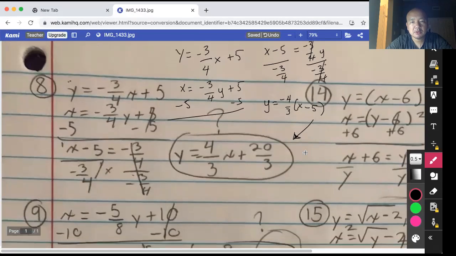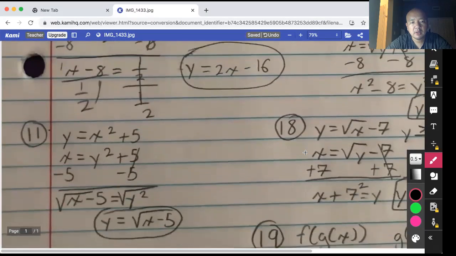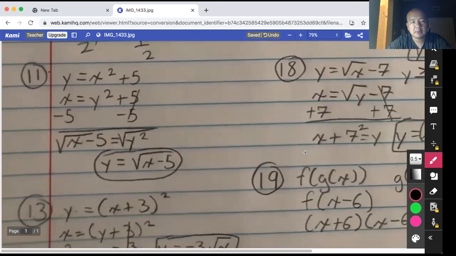I'm just going to scroll down and go over to the square root ones, number 11. You did a good job there: you subtract the 5, you get x minus 5, you get the square root. So this is correct.